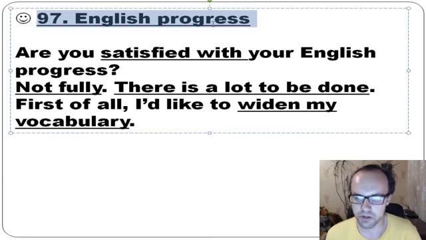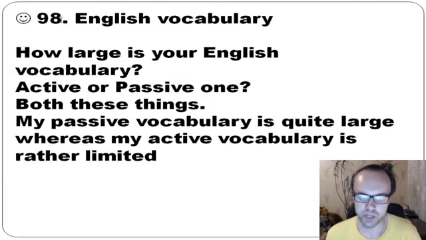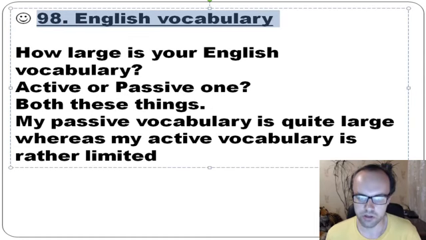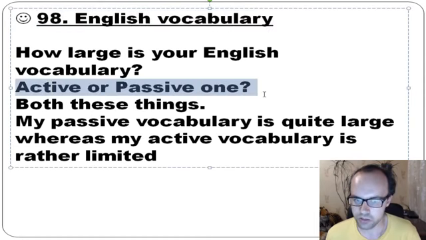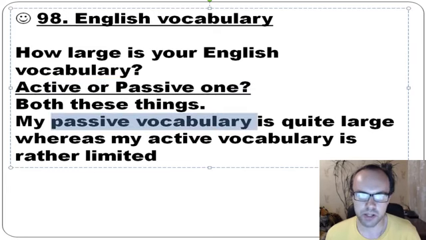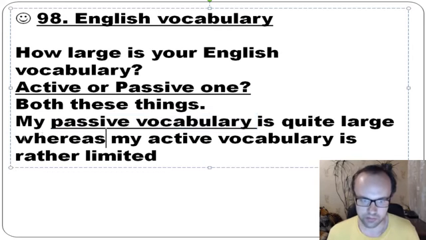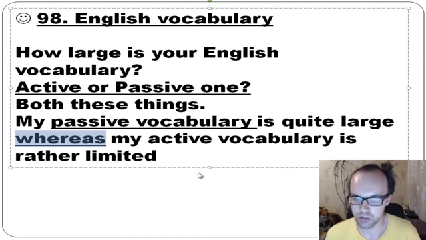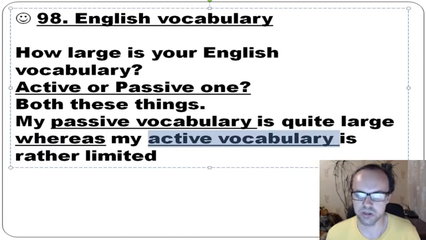First of all, I'd like to widen my vocabulary. Next, English vocabulary. How large is your vocabulary? Active or passive one? You know that there is active and passive vocabulary. My passive vocabulary is quite large. It means words which you can translate if you see them, whereas my active vocabulary means words which you use in speaking. Words which you use in speaking is rather limited, isn't enough.